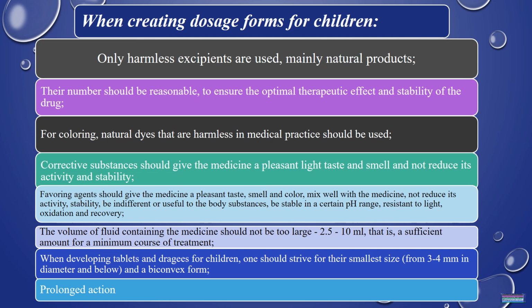For solutions containing potent substances, it is recommended to add drops supplied in the package with a special measuring device. When developing tablets and dragees for children, one should strive for the smallest size, from 3 to 4 mm in diameter and below, and a biconvex shape. And we must consider the long time of action. Children's dosage forms must be of prolonged action.